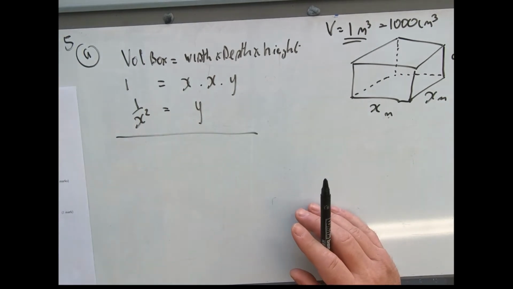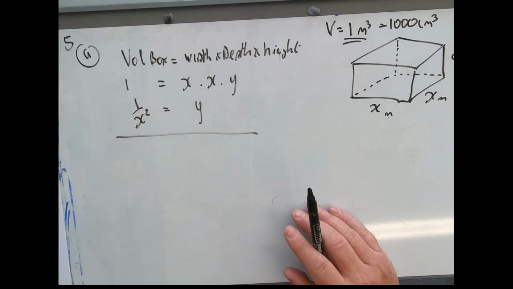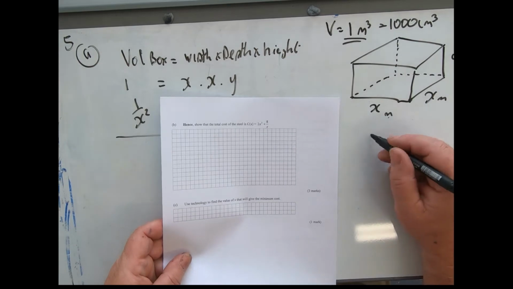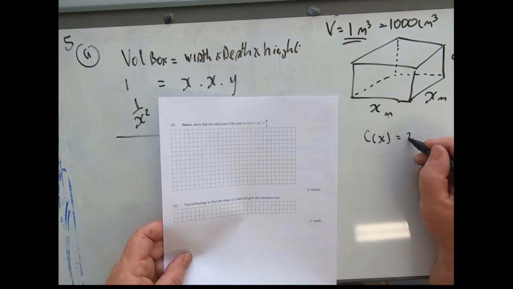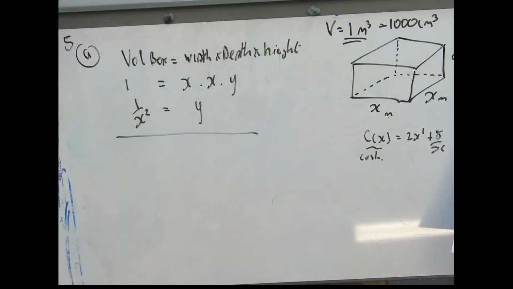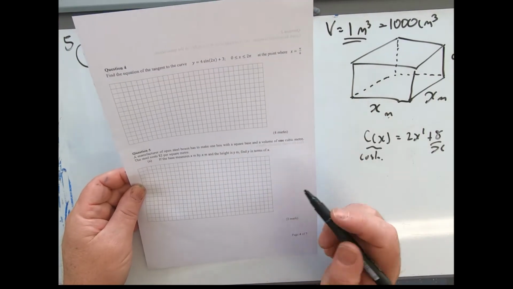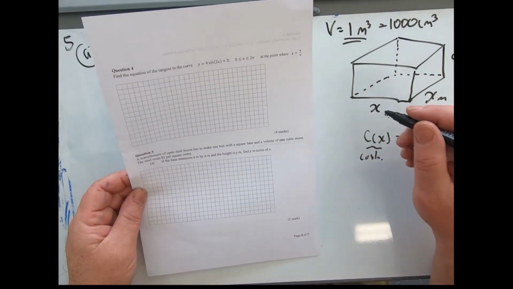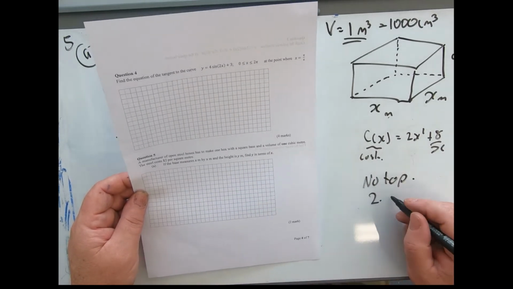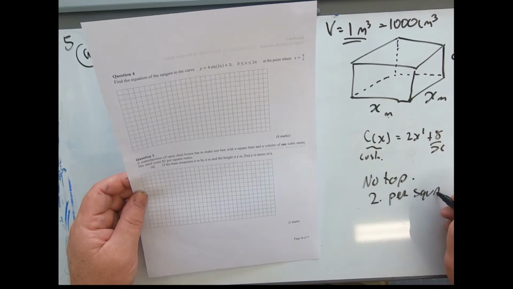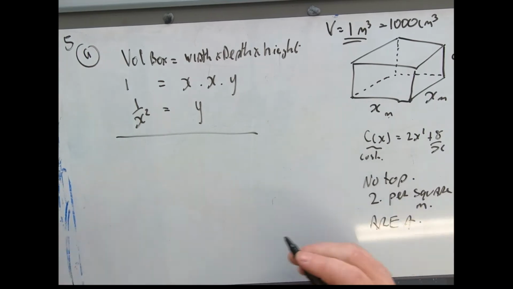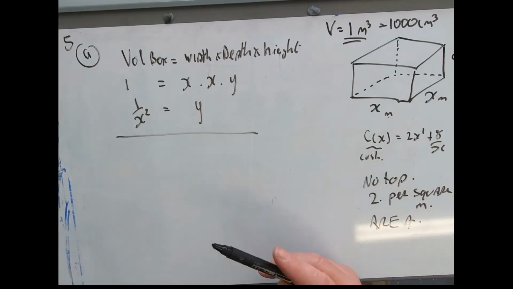Now, the cost of the steel. I know what I'm aiming at, that's cost. Somewhere in the first question it said it's open, so it means no top. I'll write that down. $2 per square meter, i.e. area. This is an area question.